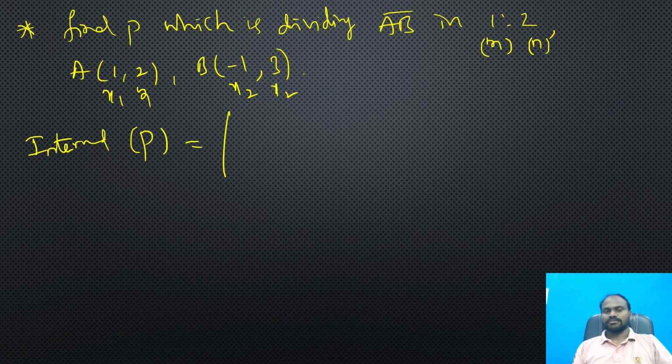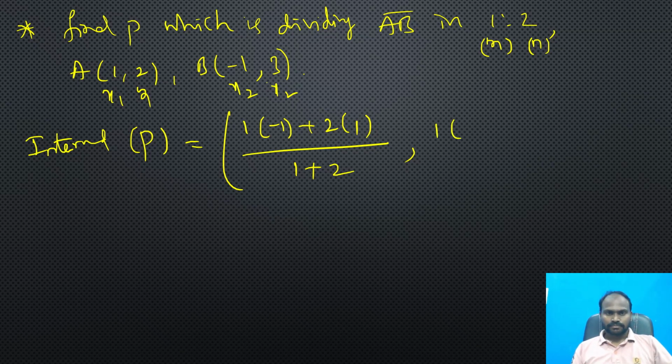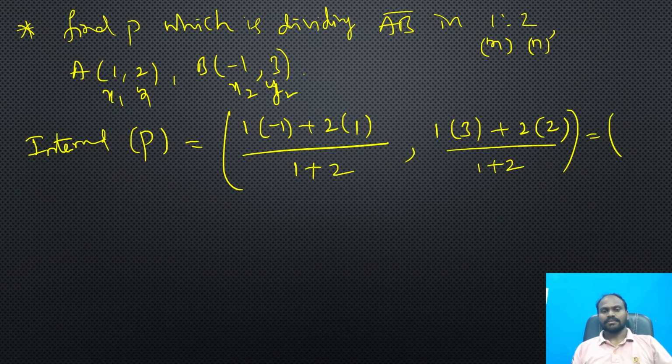So internal division. So mx2 plus nx1 by m plus n, with x1 being 1 here, gives (1 into -1 plus 2 into 1) by 1 plus 2, comma, my2 plus ny1 divided by 1 plus 2. So it's going to be 2 minus 1, so 1 by 3 and 7 by 3. This is the internal division.